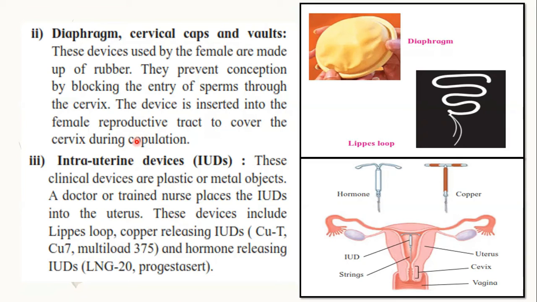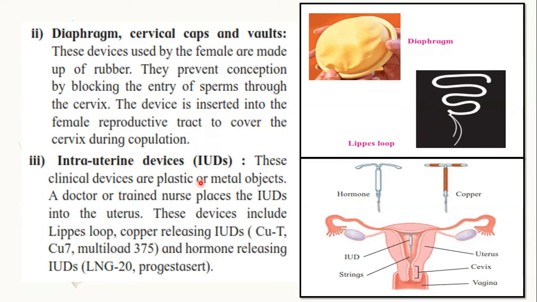So the sperm will not be able to reach the fallopian tube because this is going to act as a barrier. Intrauterine devices, IUDs. Please remember the full form also. Intrauterine devices. It means this is the portion of the uterus. Here the device is going to be implanted.